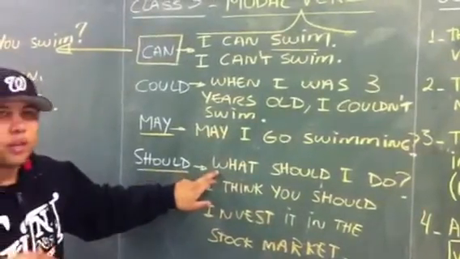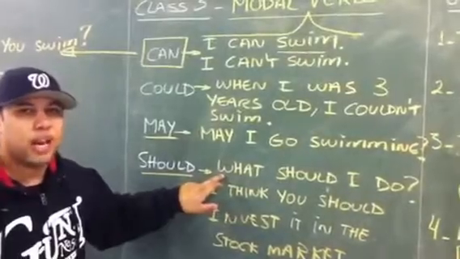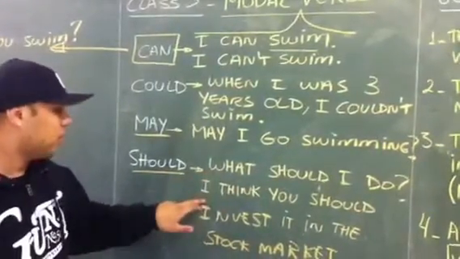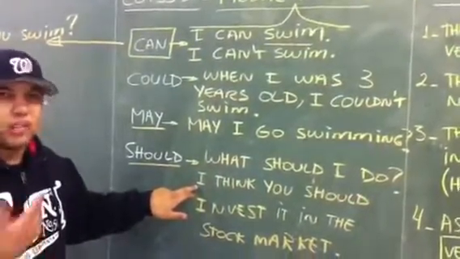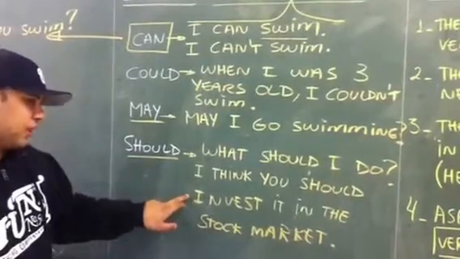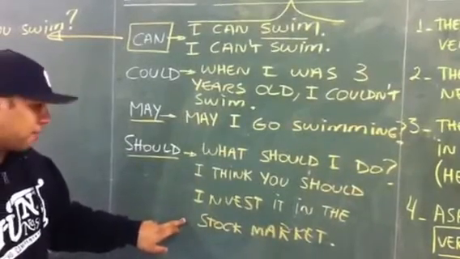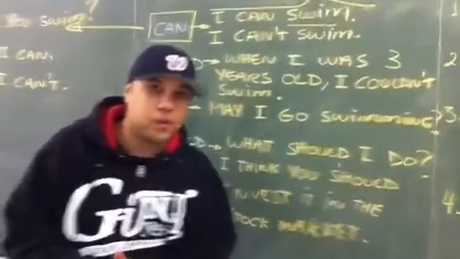I say, hey, brother, hey, what should I do with this money? I have $1 million. What should I do? I give my opinion, my suggestion. I think you should invest in the stock market. Okay? So this is our modal verb class.